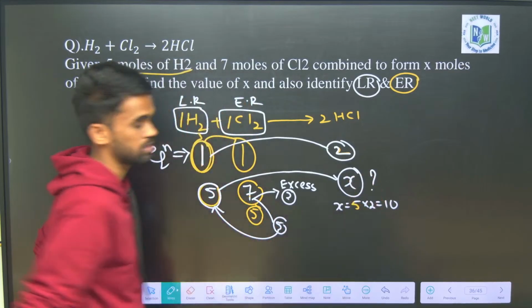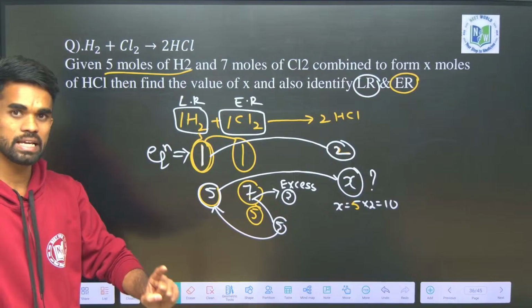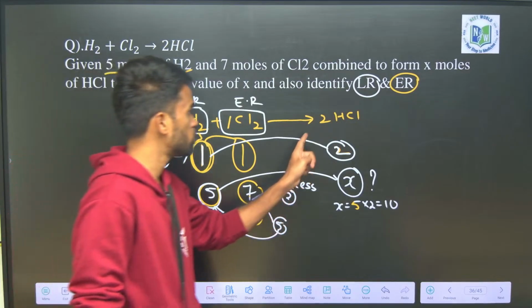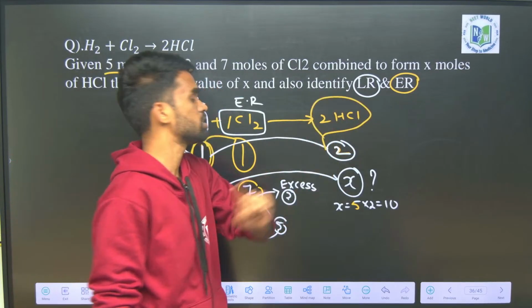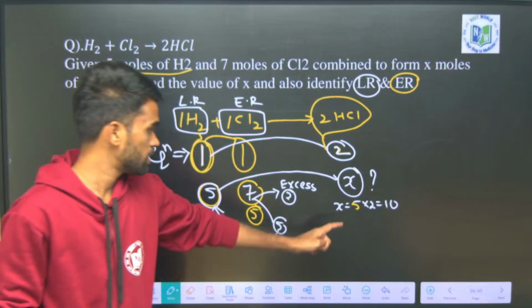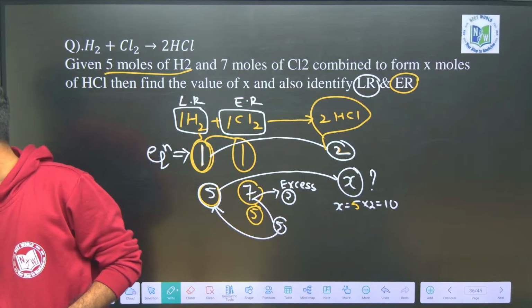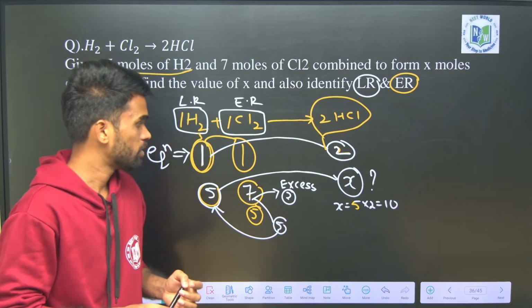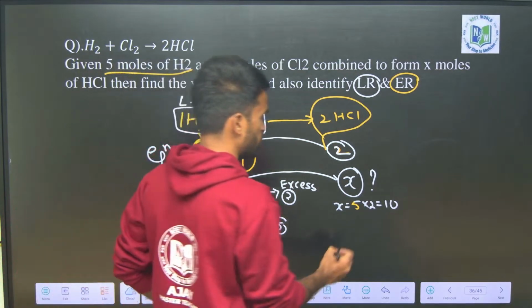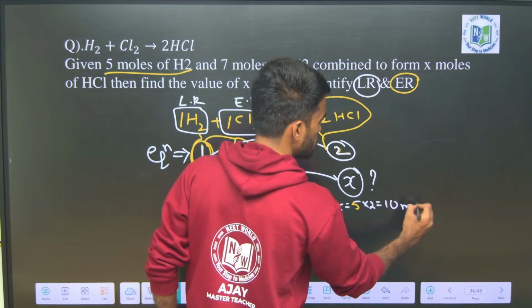10 moles. That's it. We identified the limiting reagent, the excess reagent, and we also calculated the quantity of HCl formed in terms of number of moles. Okay. You can do this in quantities expressed in weights also. 10 moles we got now.